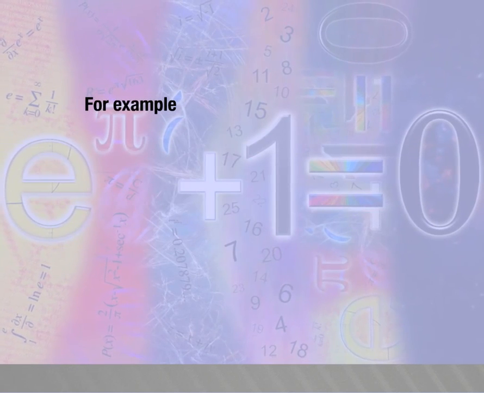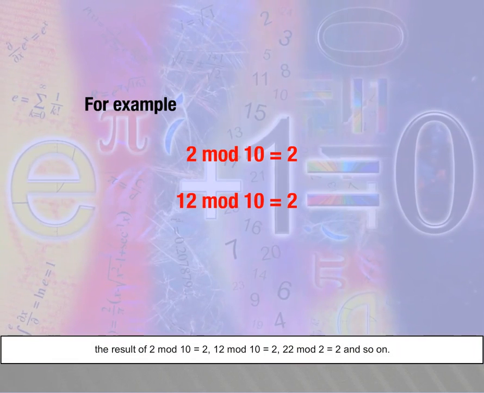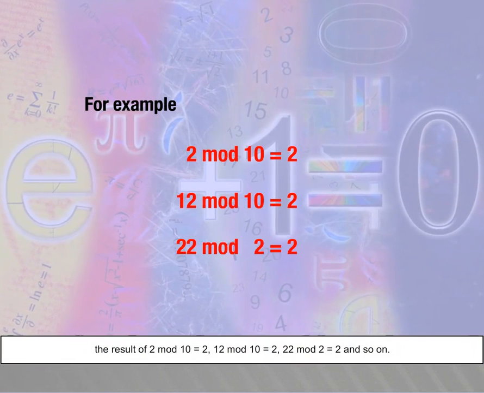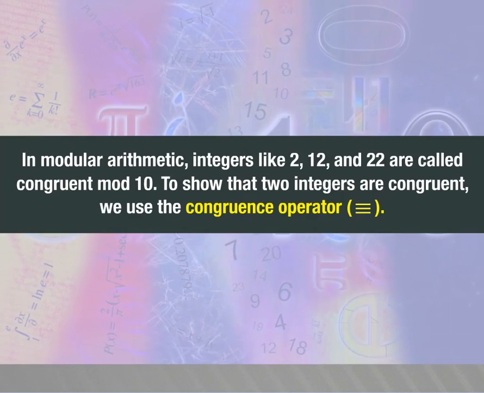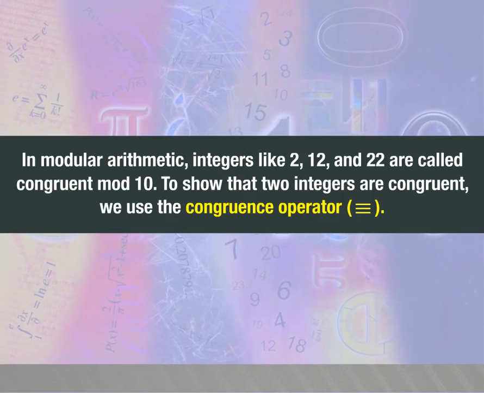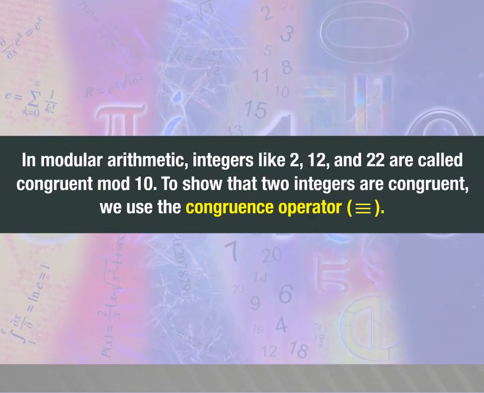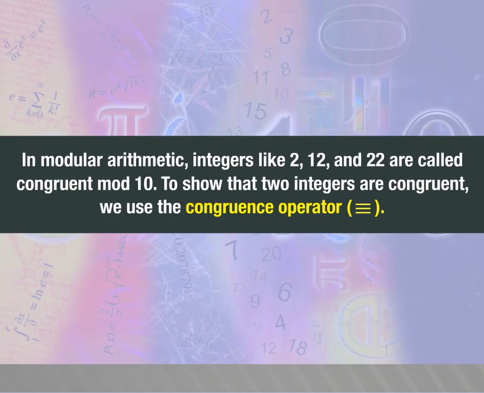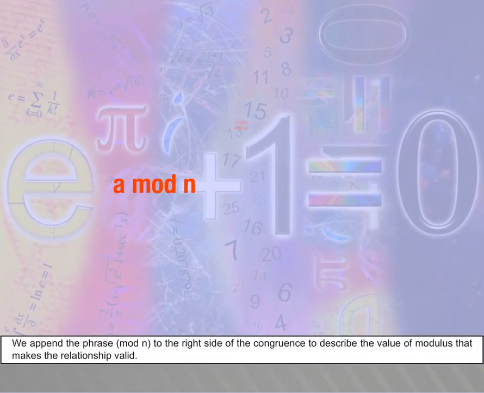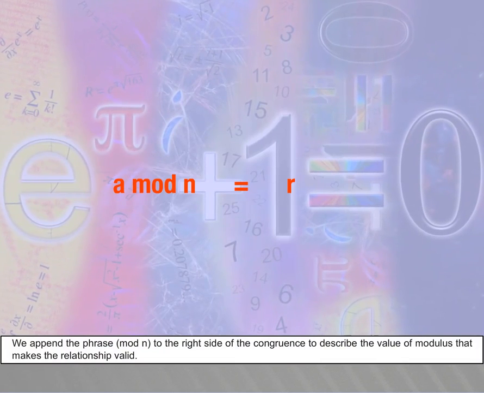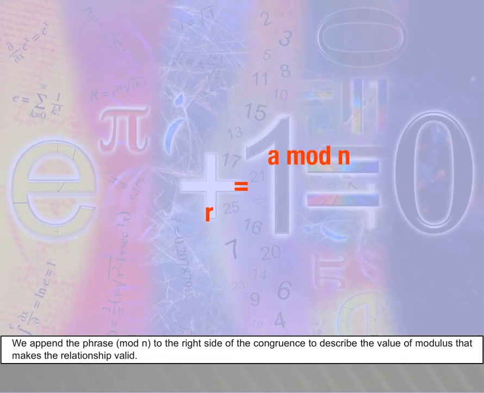For example, the result of 2 mod 10 is equal to 2, 12 mod 10 is equal to 2, 22 mod 10 is equal to 2, and so on. In modular arithmetic, integers like 2, 12 and 22 are called congruent mod 10. To show that two integers are congruent, we use the congruence operator. We append the phrase mod n to the right side of the congruence to describe the value of modulus that makes the relationship valid.